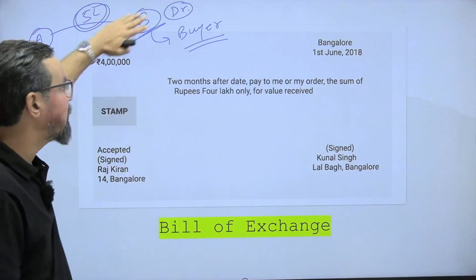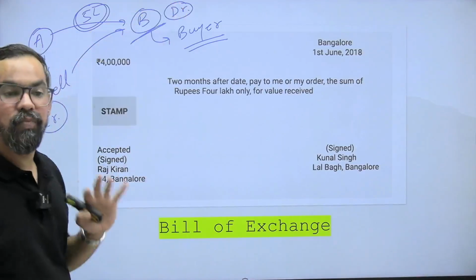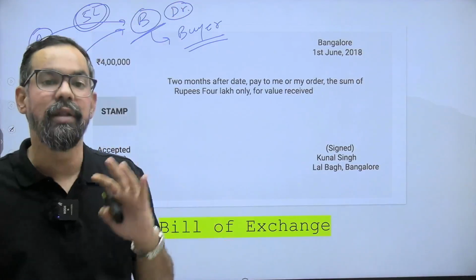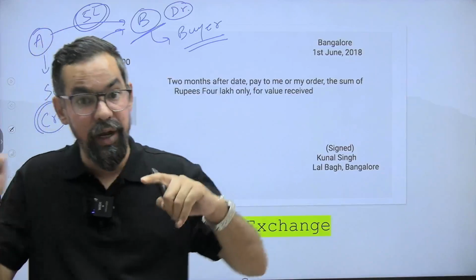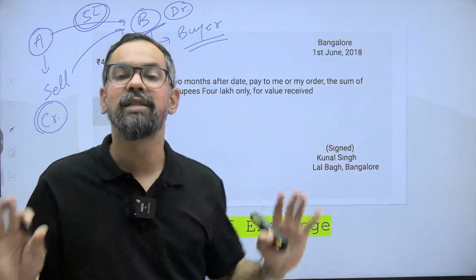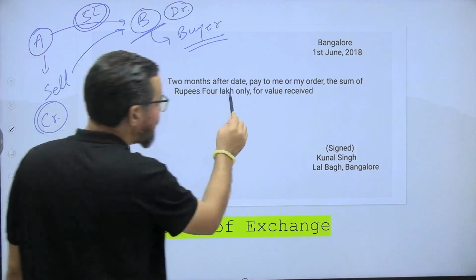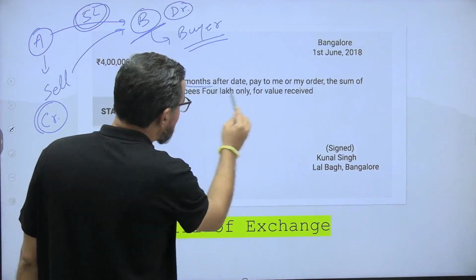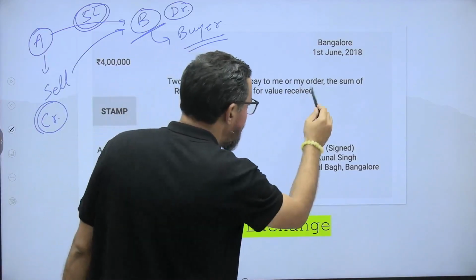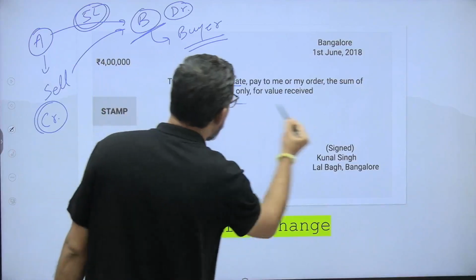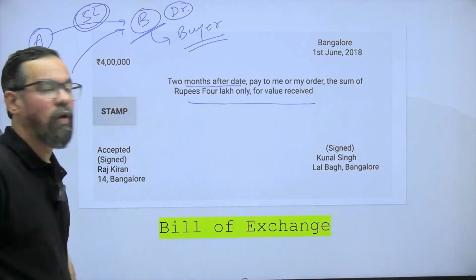So the acceptance of B is a must in case of a bill of exchange. But when it comes to a promissory note, acceptance is not required, right? So 2 months after, that means this bill is for 60 days. Pay me or my order the sum of rupees 4 lakh only for the value received.